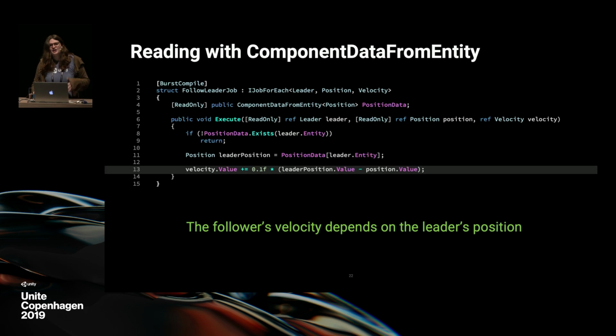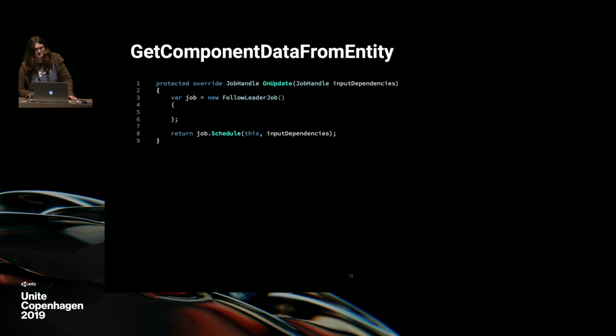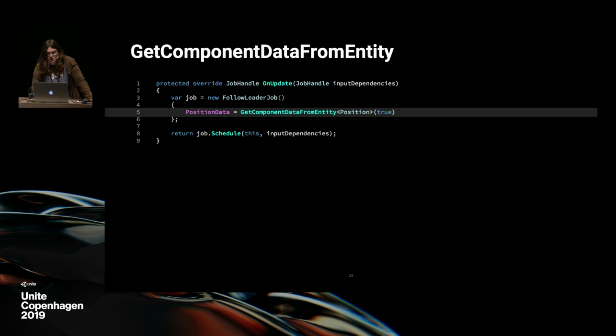So how do you get a component data from entity? Because we have to pass this into our job somehow. You have to do so inside your system update. You can call getComponentDataFromEntity, and that will get you a component data from entity. As a side note, we have to pass in true as the argument to get component data from entity because this is a read-only component data from entity. This is necessary for our safety system to work properly. So you'll get some errors if you don't do this.